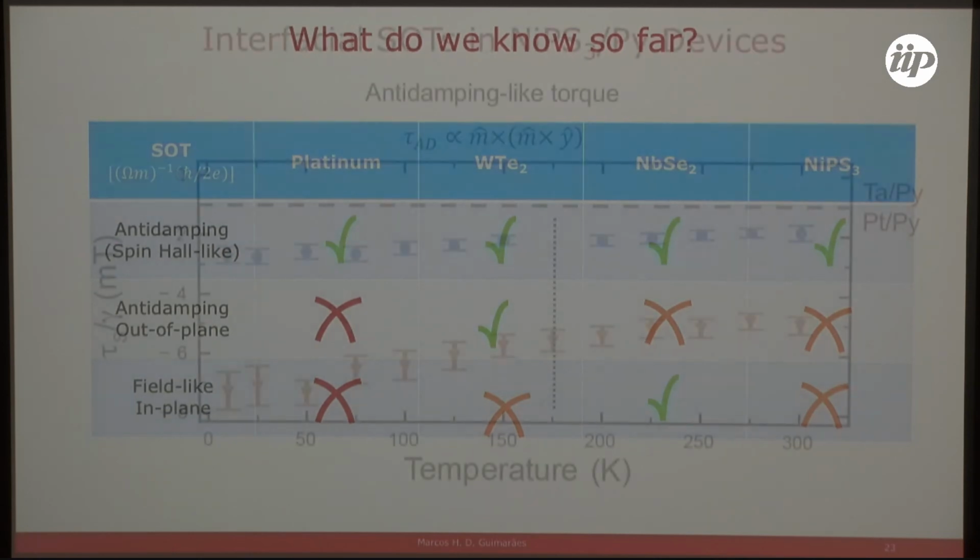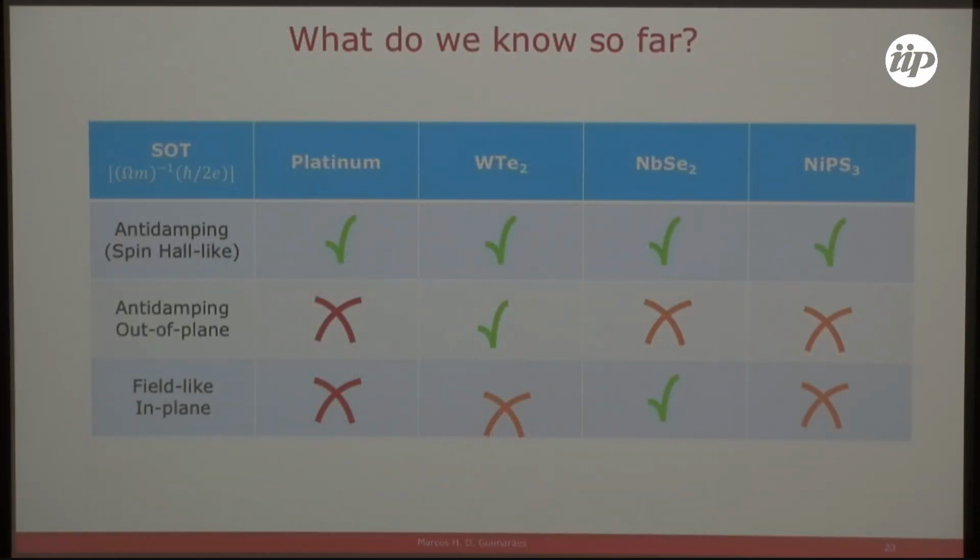So I'll just summarize. That's my last slide. So what we know so far from these three materials that we studied, compared to platinum. In platinum, we have a nice anti-damping spin Hall-like torque, but the out-of-plane anti-damping torque and the field-like in-plane torque are not allowed by symmetry, and we don't see them. So that's good. In tungsten telluride, we allow all these three types of torques, but we only observe one of them. It's very unclear, actually, why that's the case.